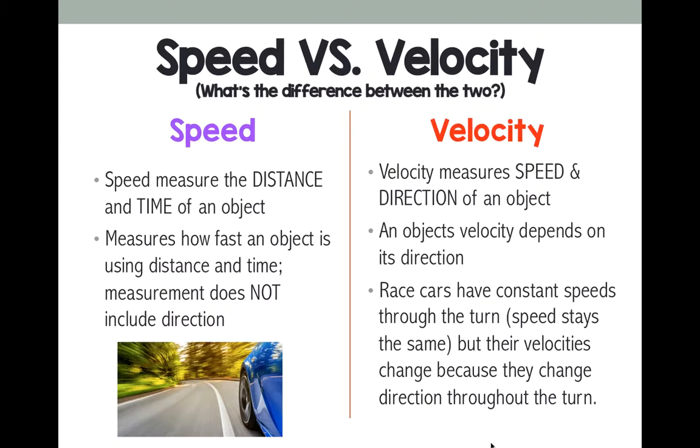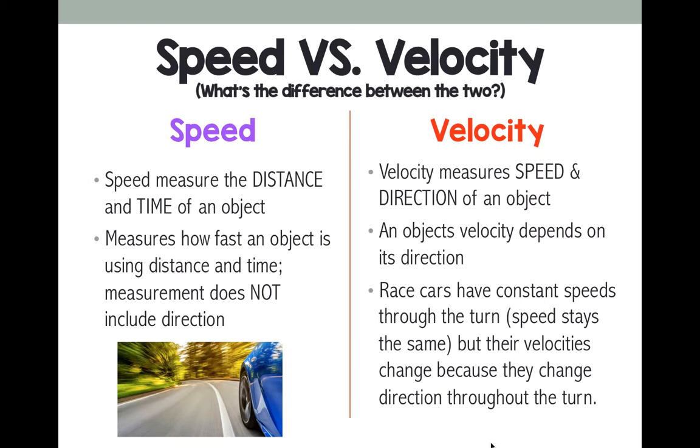Now, I've said that speed and velocity are very similar, and they definitely are. But what's the difference between the two? Well, let's talk about it. Speed measures the distance and time of an object. That's it. It measures how long it took an object to move a certain distance. Speed also measures how fast an object is using distance and time. Its measurement does not include direction. What I mean by that is speed only measures distance and time. It doesn't measure where you're going. It doesn't measure north, south, east, west, left, right, up, or down. It does not measure direction.